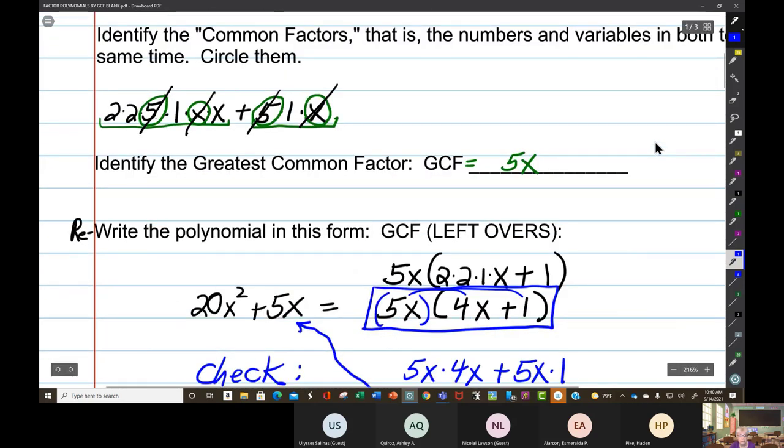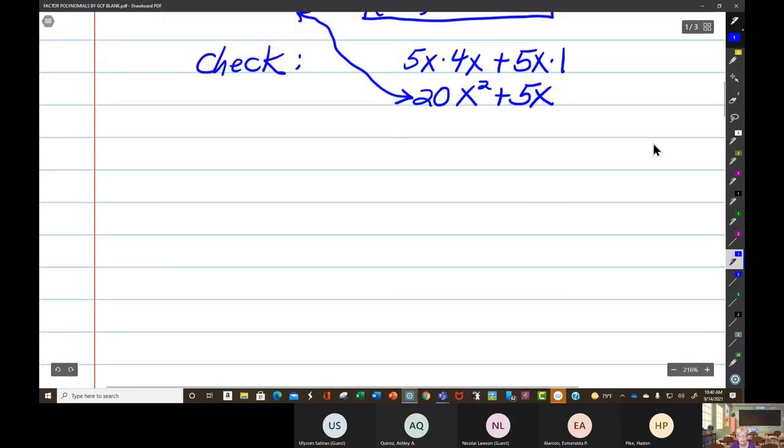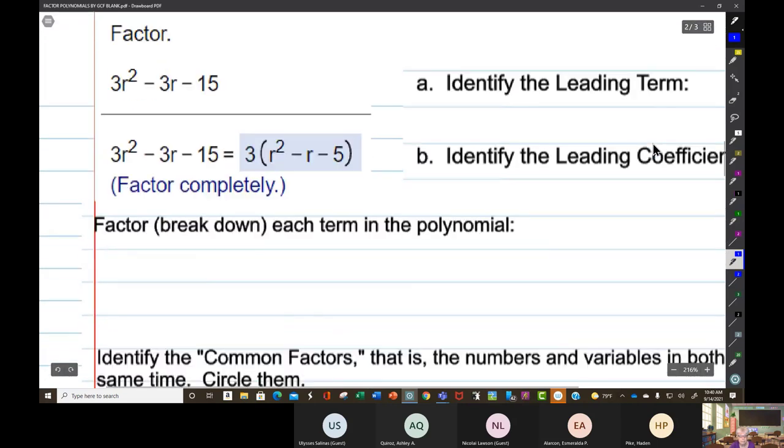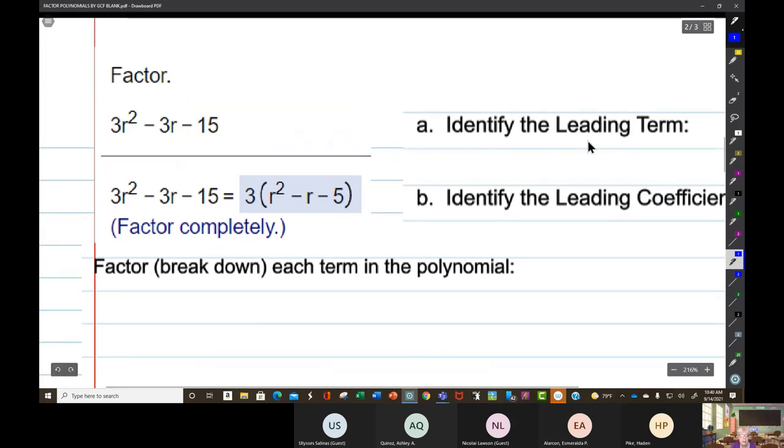Pretty fast, pretty easy. Let's try it again. I included the answer here so you could see what the answer looks like.